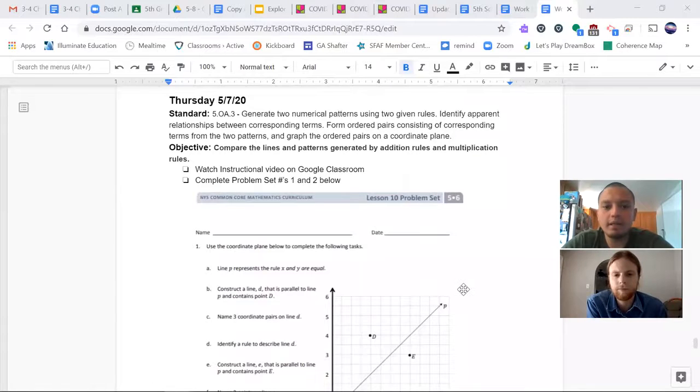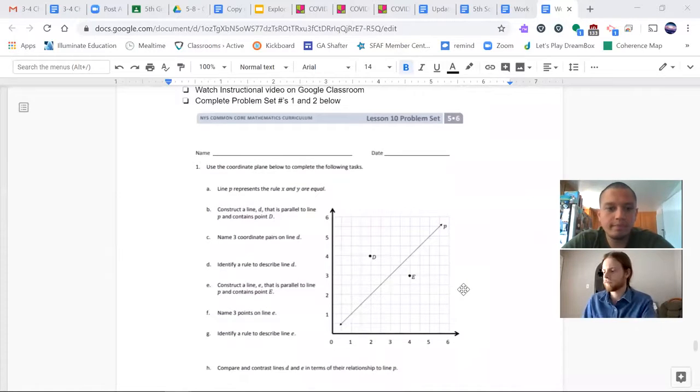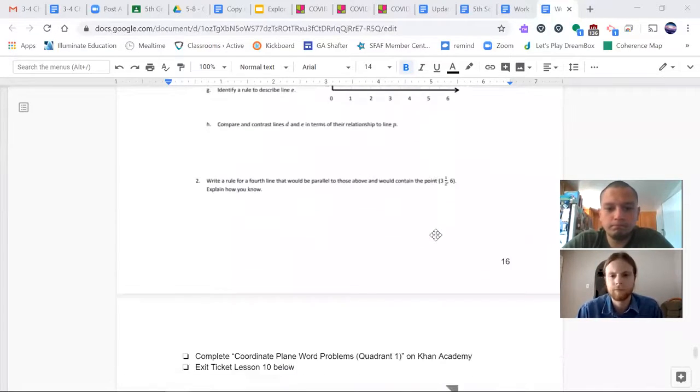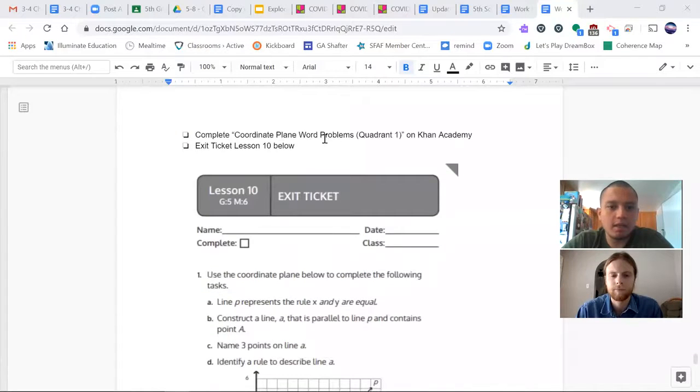Thursday, they'll be comparing lines and patterns generated by a rule. So here they'll be asked to construct a line that passes through points that's also parallel to the center line. So they'll be revisiting some of the vocabulary words that they've already learned before, like parallel and perpendicular. Exit ticket and Khan Academy instructions.